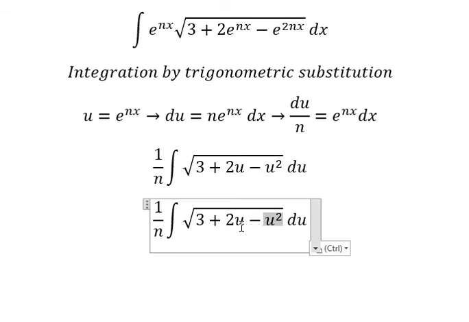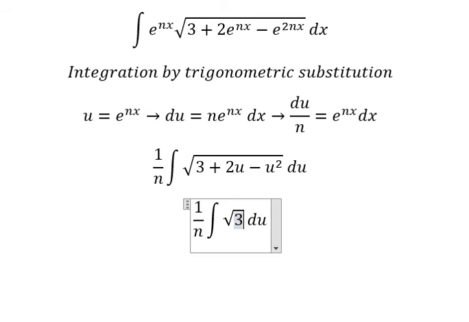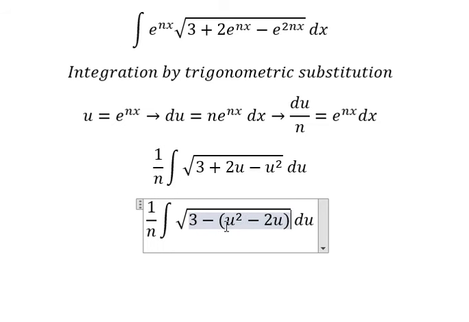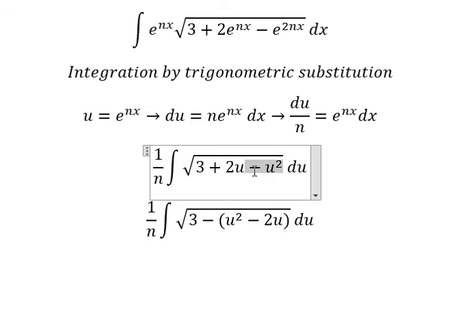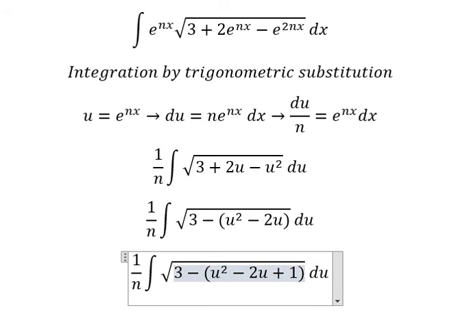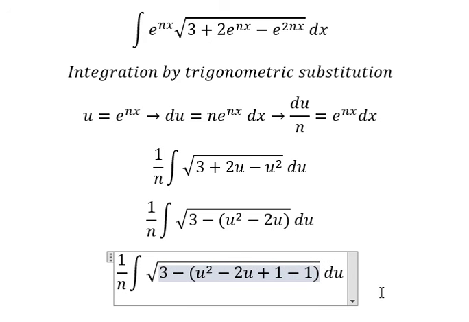For this one, we can write like this. Because negative with u square, you get negative u square. Negative with negative, you get positive 2u. Next, we need to put positive number 1. Later, we need to minus number 1.